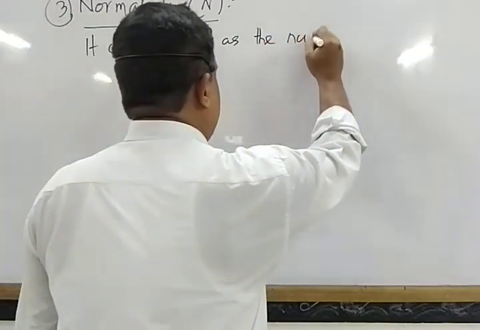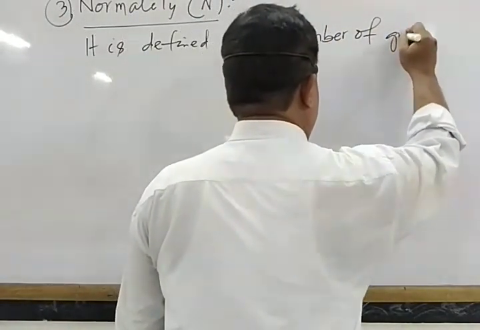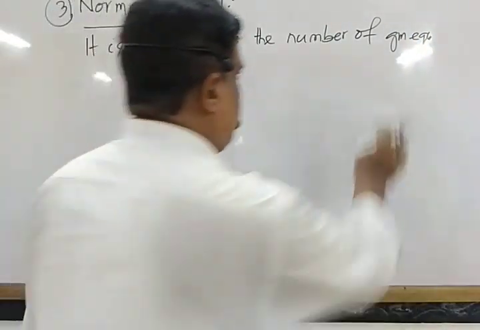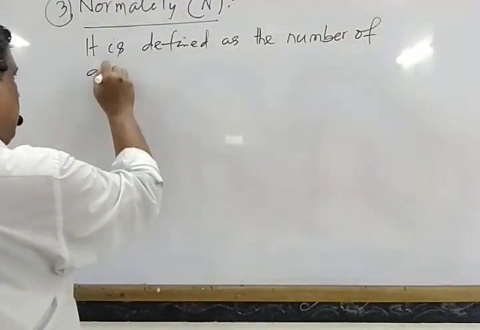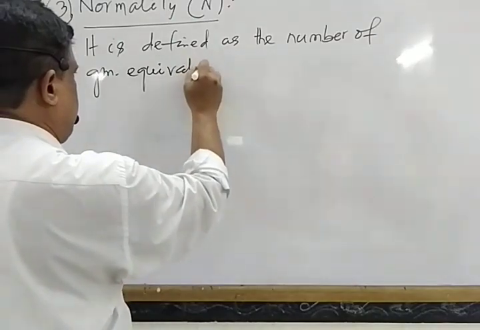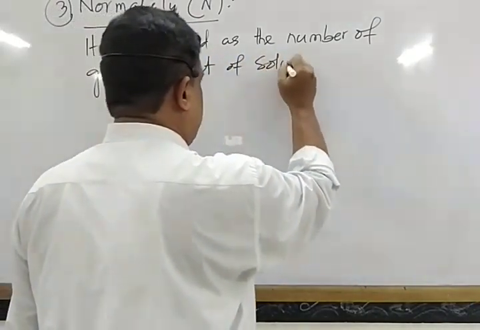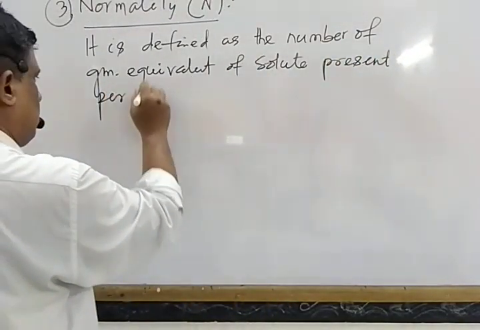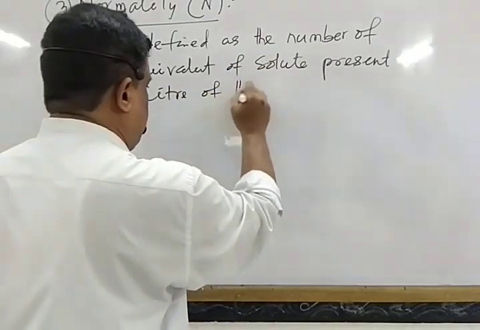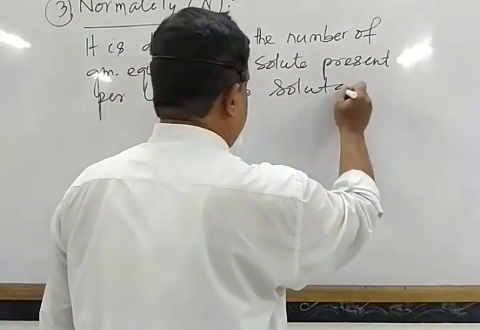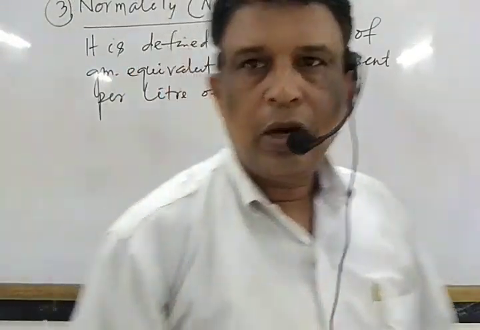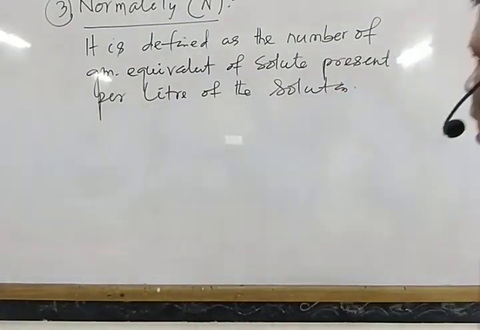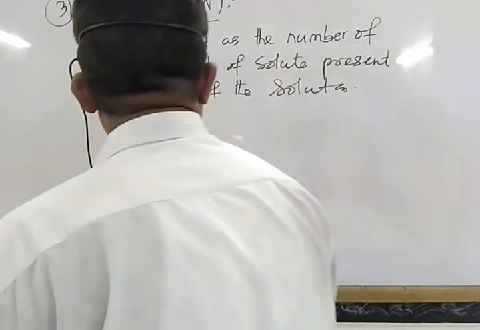It is defined as the number of gram equivalent of solute present per liter of the solution. I repeat again, the normality of a solution is defined as the number of gram equivalent of solute present per liter of the solution.